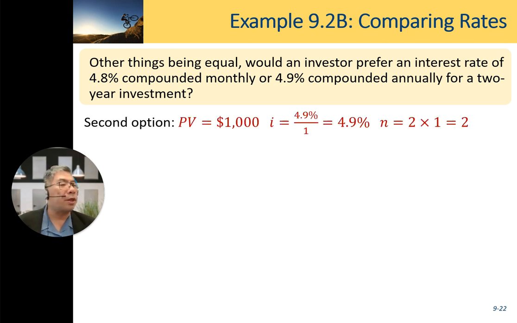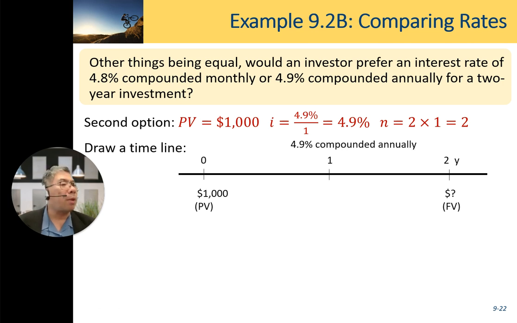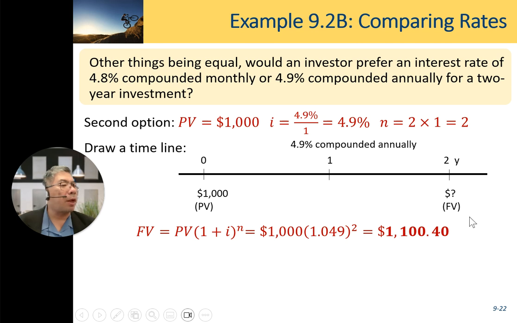For the second option, you're going to do the same thing. PV is 1,000, I is 4.9% divided by 1, which is 4.9%, and 2 times 1 equals 2. So the timeline, when you do the time, you plug in the numbers, you get 1100.40.